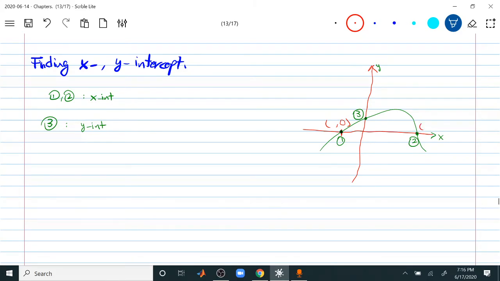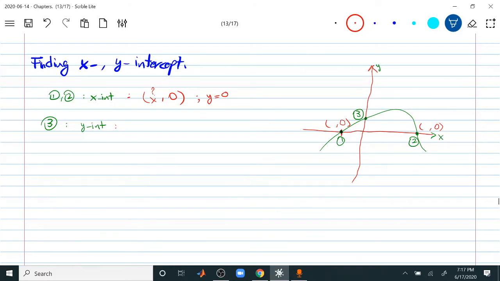The same, if I look at this point, point number 2, what is the coordinate? I don't know the x coordinate, but I know the y coordinate is 0. So if I'm looking at the x-intercept, I don't know the x coordinate, but I know the y coordinate is 0. So if you're looking for the x-intercept, you always know that the y is 0. This is what you know. You figure out what is the x. That would be the question.